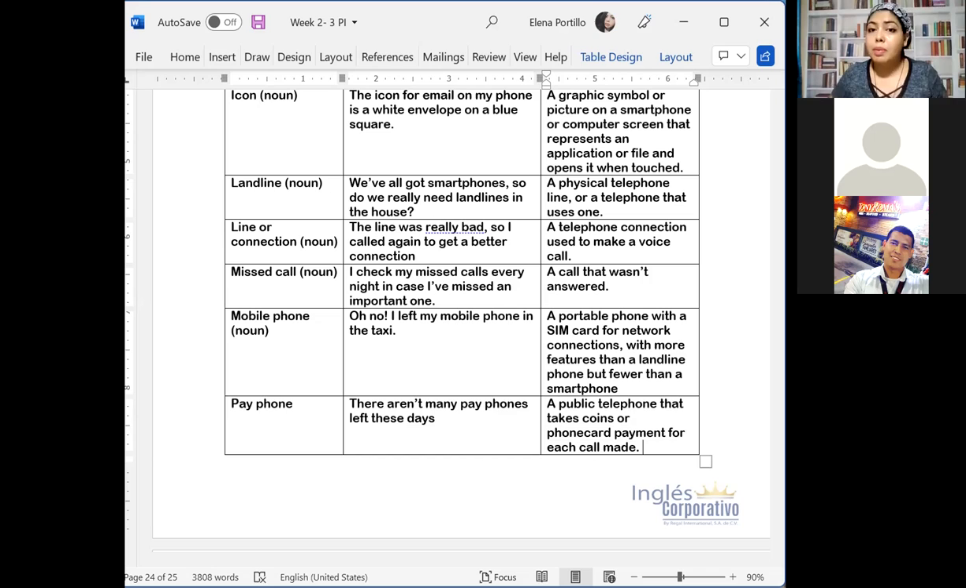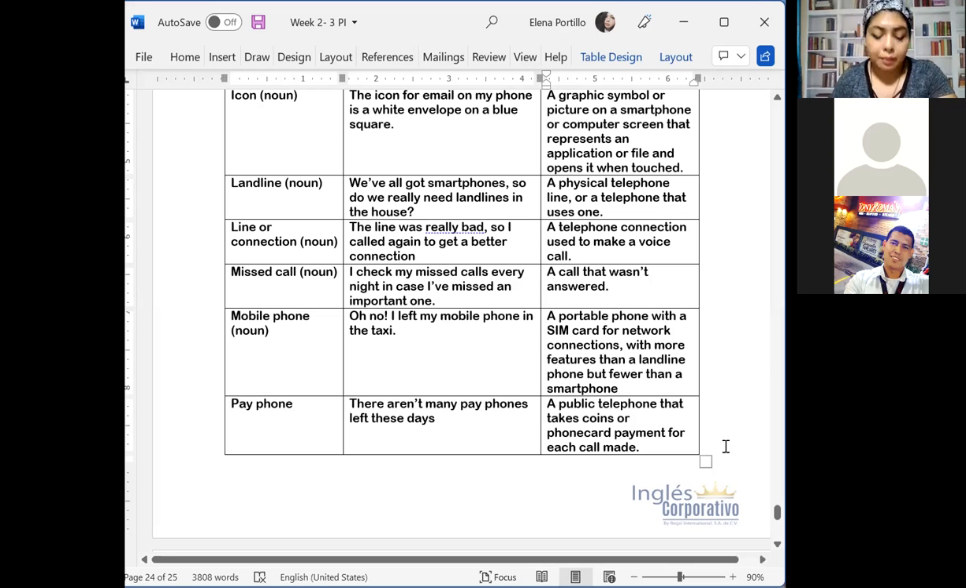So in this case, the payphone son los teléfonos públicos a los que se les ponían monedas para hacer las llamadas. So the example: there aren't many payphones left these days. And the meaning, a public telephone that takes coins or phone card payment for each call made.